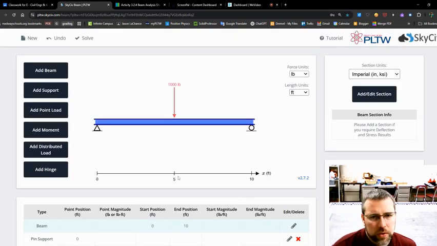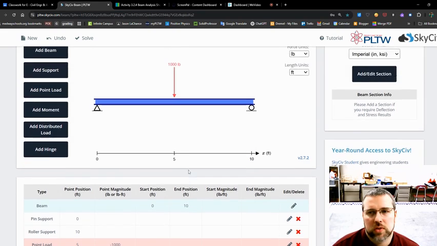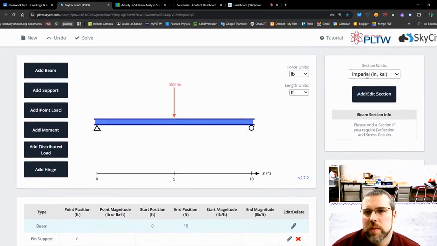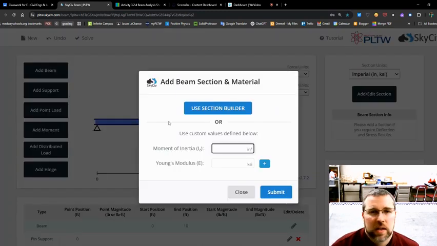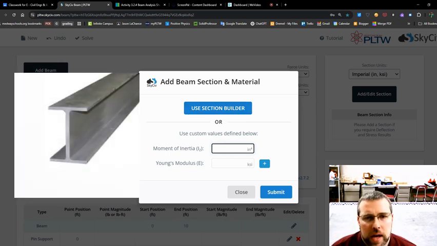And notice it adds the locations down here when we need it. So I don't need a moment or distributed load yet. We'll add that a little bit later. But I think we have everything we need. And this is a nice little table down here that is keeping track of all of that. So I'm going to keep units in Imperial for now, and I'm going to add a section. So the section is basically, imagine the cross section of the beam itself, and add the stats for that.